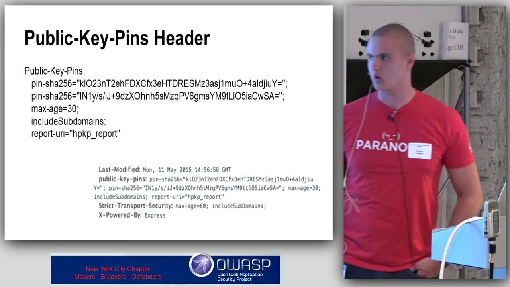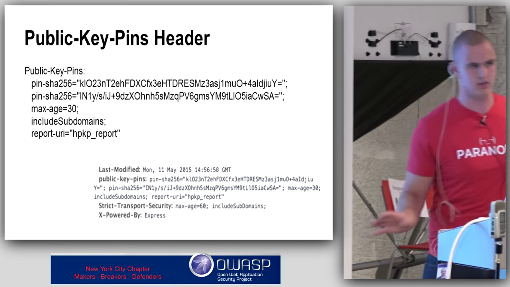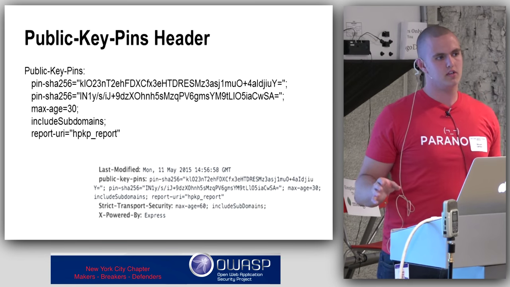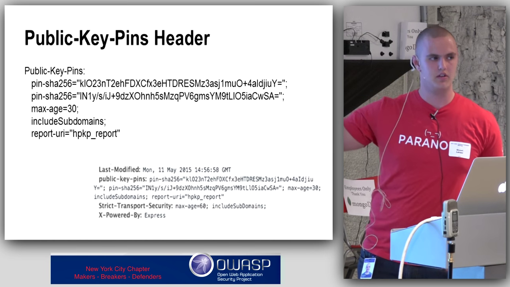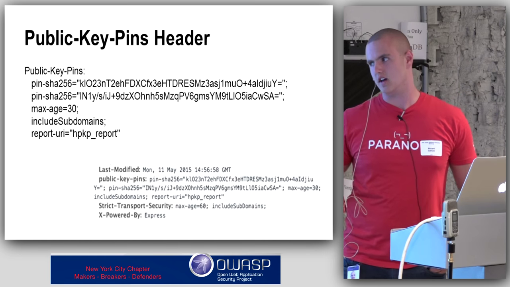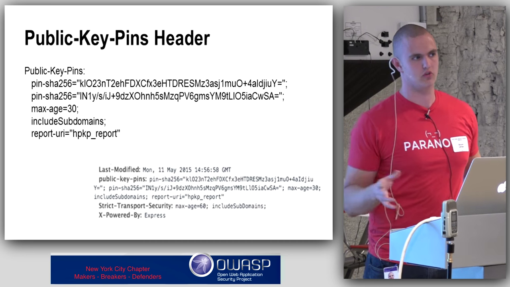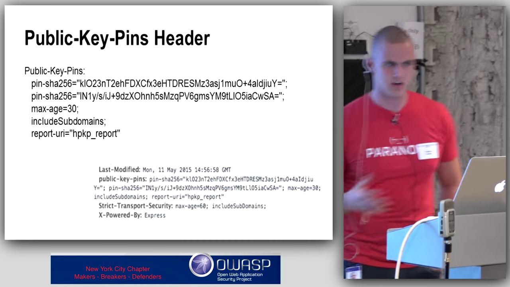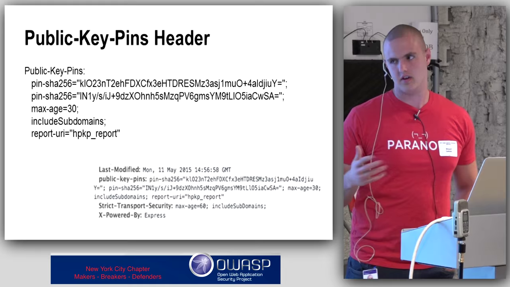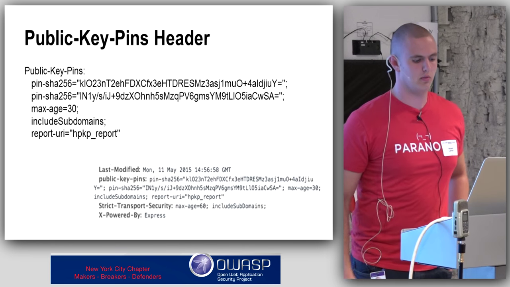And then the last one is report-uri. This is very similar to the Content Security Policy report-uri. What this means is, anytime there's a violation of this policy, your client will send a report of what happened to the server, so the server can know, like, hey, maybe someone is trying to man-in-the-middle me right now. It's just some extra information. It's super useful for debugging.